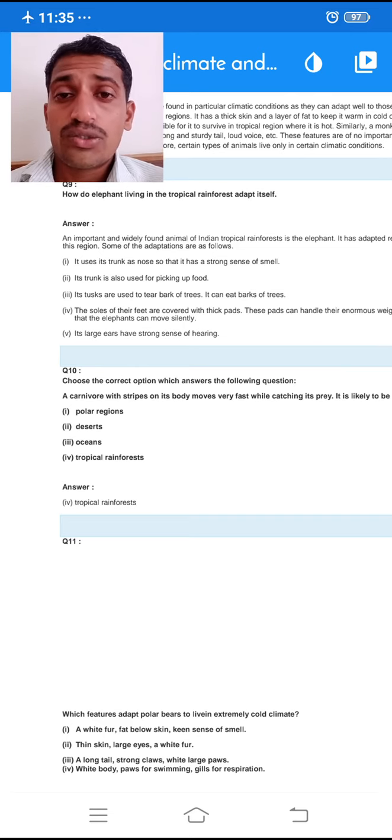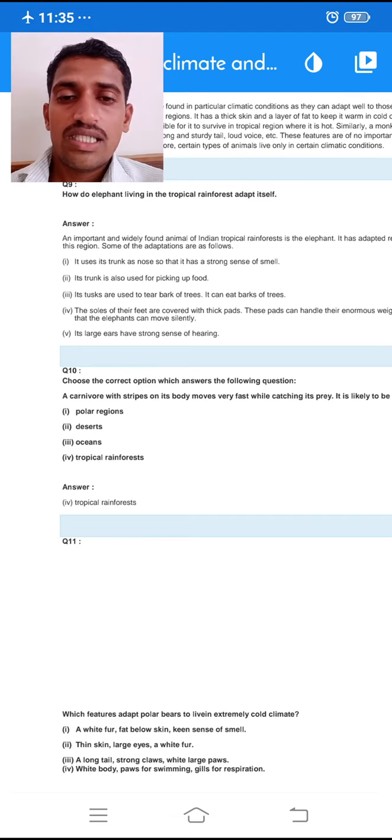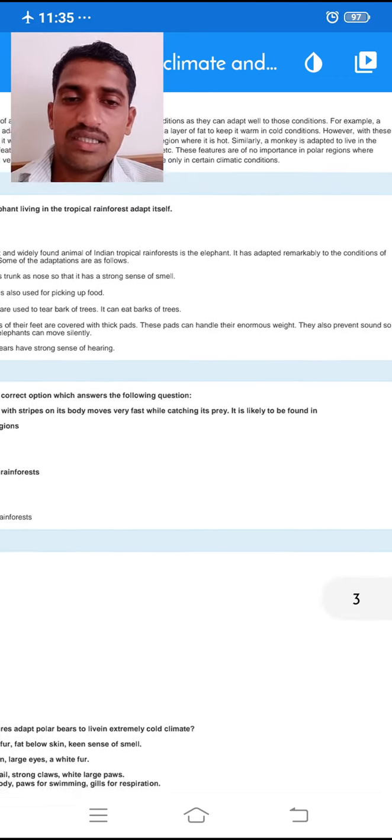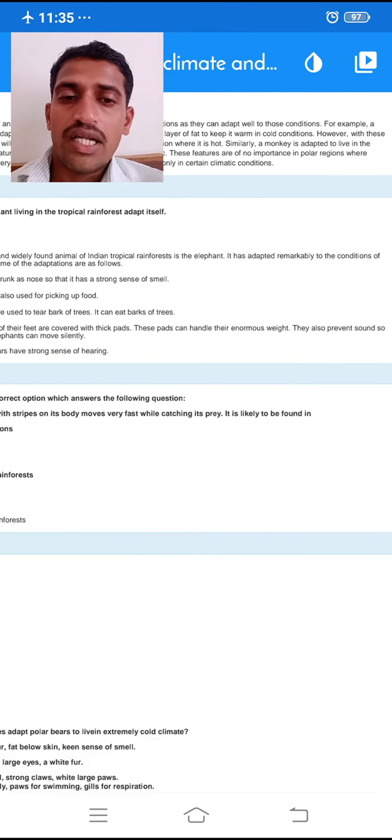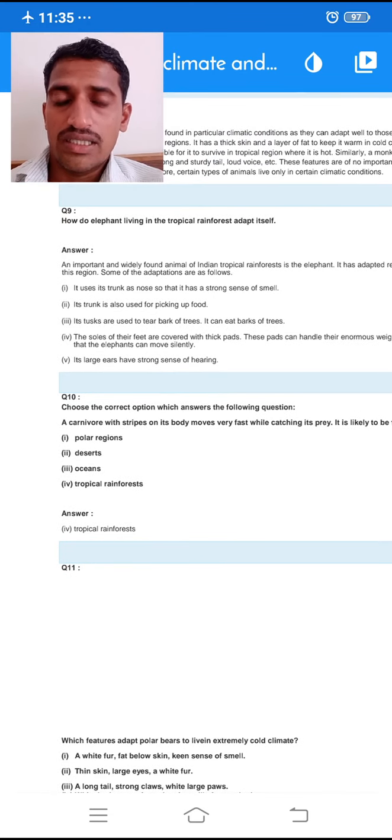And next, the soles of the feet are covered with thick pads. Below its feet, a sole is there, and the sole of the feet is covered with thick pads. The pads are very thick, so that they can handle their enormous weight. You might know the weight of the elephant. Those pads can handle the enormous weight because they are that thick. They also prevent sound, so that the elephant can move easily.